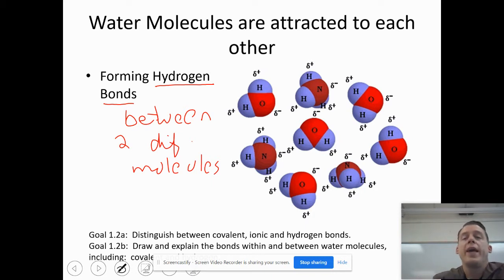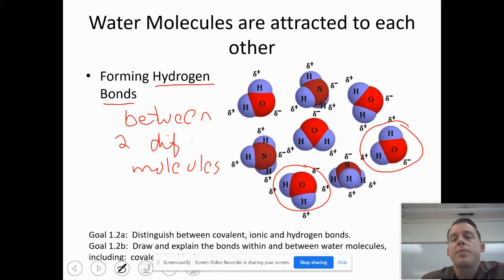So here we have a bunch of waters. I'm going to look at this water that I'm circling. That water, the oxygen is negative, the hydrogens are positive. So the oxygen of one molecule is going to form an attraction with the hydrogen of another molecule. That's pretty important because what that means is that these two water molecules will want to stick to one another, stick together.